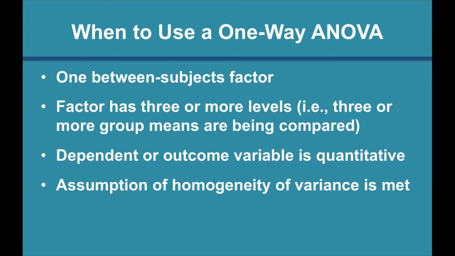A one-way between subjects ANOVA is the appropriate analysis to run when we have one between subjects factor. That between subjects factor has three or more levels, or in other words, we're comparing three or more group means to one another. The dependent or outcome variable is quantitative in nature, and the assumption of homogeneity of variance has been met.